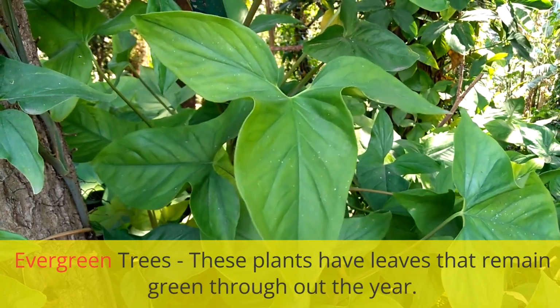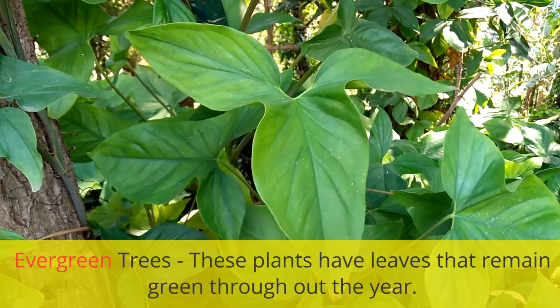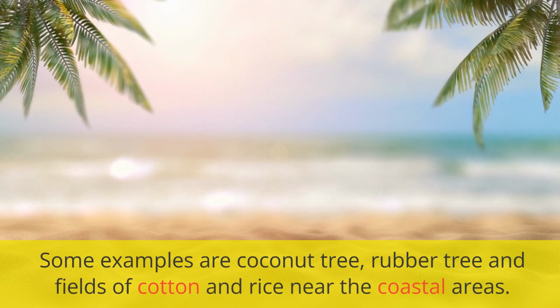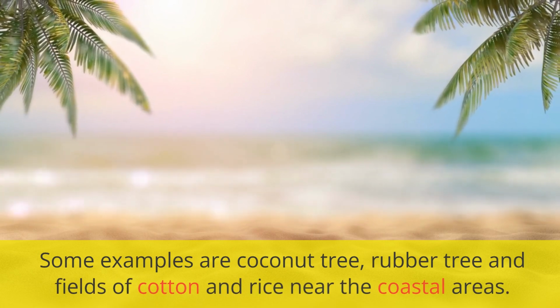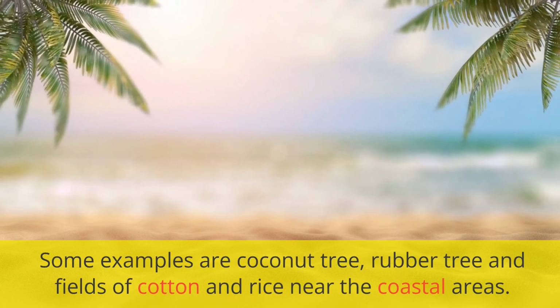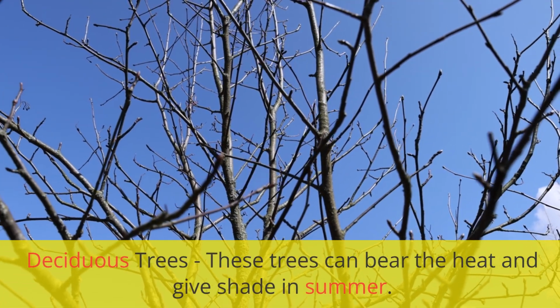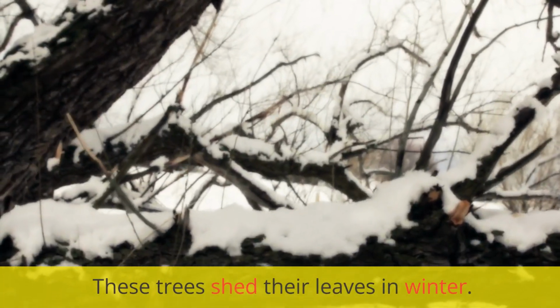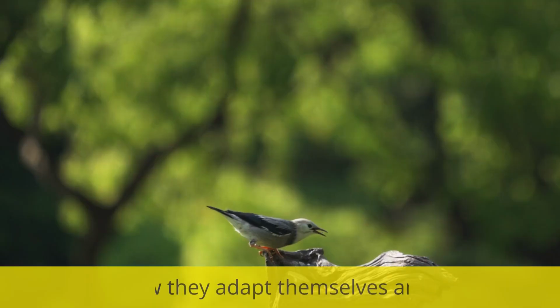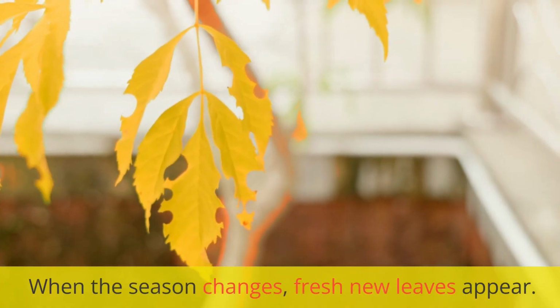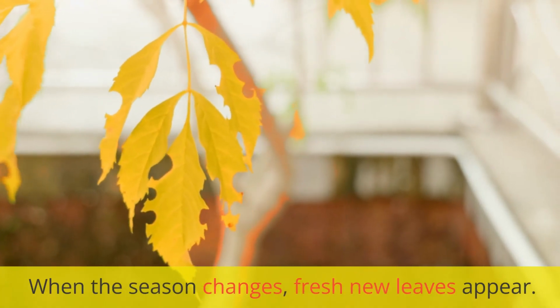Evergreen trees. These plants have leaves that remain green throughout the year. Some examples are coconut tree, rubber tree and fields of cotton and rice near the coastal areas. Deciduous trees. These trees can bear the heat and give shade in summer. These trees shed their leaves in winter. This is how they adapt themselves and survive. When the season changes, fresh new leaves appear.